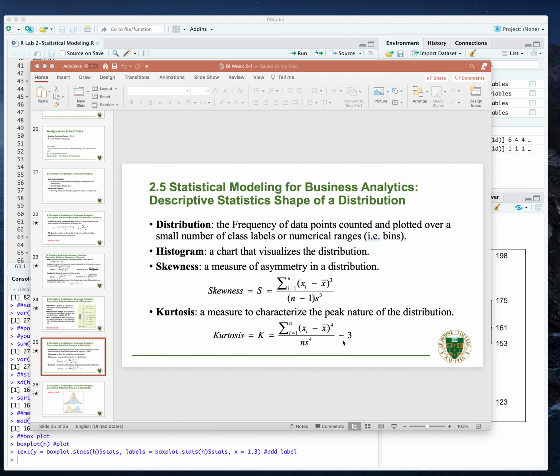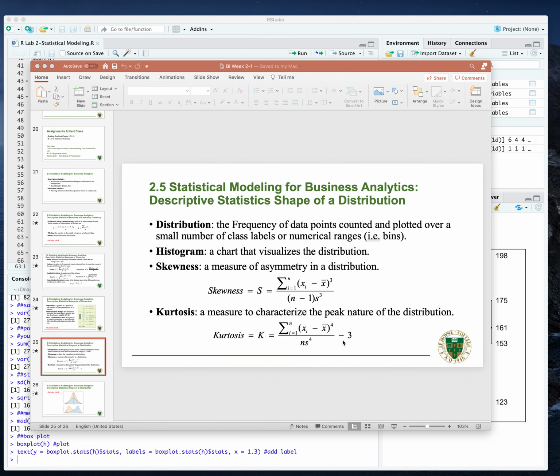The last type of descriptive statistics is to describe the shape of a distribution. We already know that the distribution is the frequency of data points counted and plotted over a small number of class labels or numeric ranges, which are the bins. If you remember from the bootcamp session, we actually looked at the distribution already. We created a histogram to visualize the distribution. A histogram is a chart that can visualize a distribution by bins.